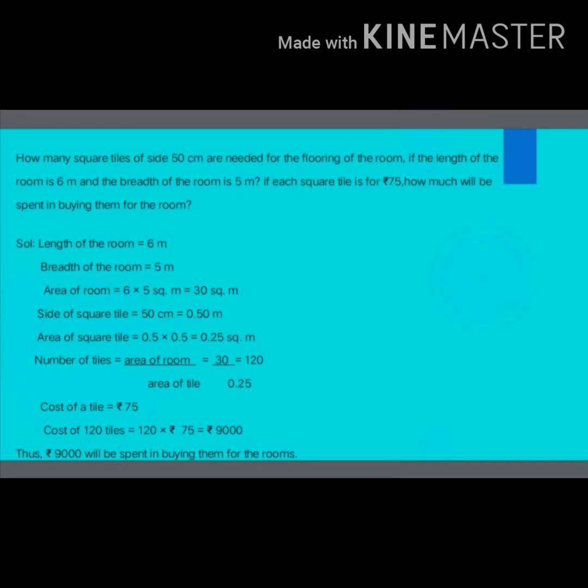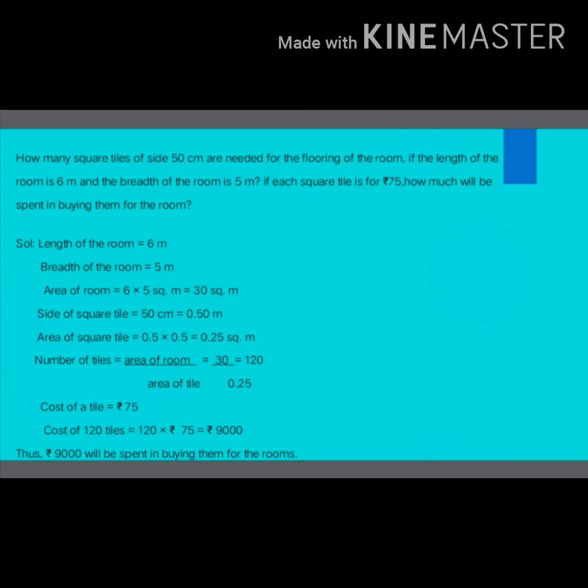So first we will see the measurements for the room. The length is 6 meter, breadth is 5 meter. So the area is length into breadth, that is 30 square meter. Now let us see the measure of the tiles. Now the tile is a square tile. So the tile is here given in centimeters. Let us convert it into meter. That will give me 0.50 meter.